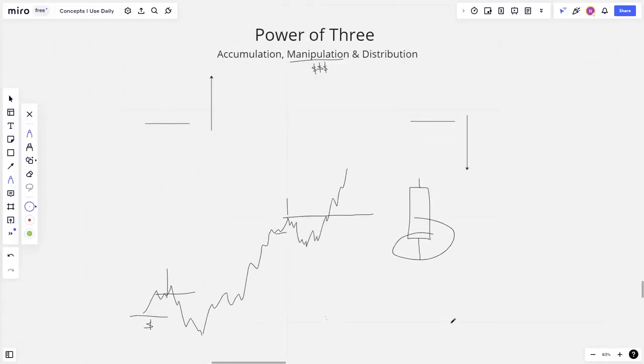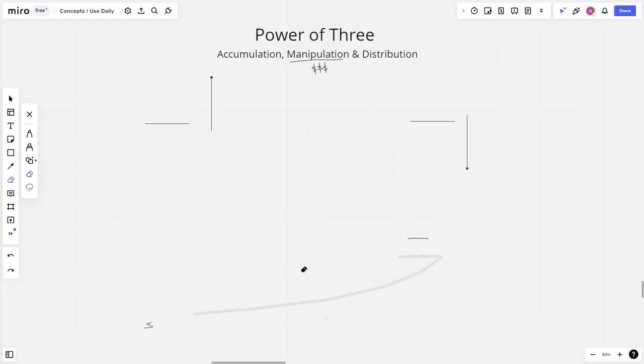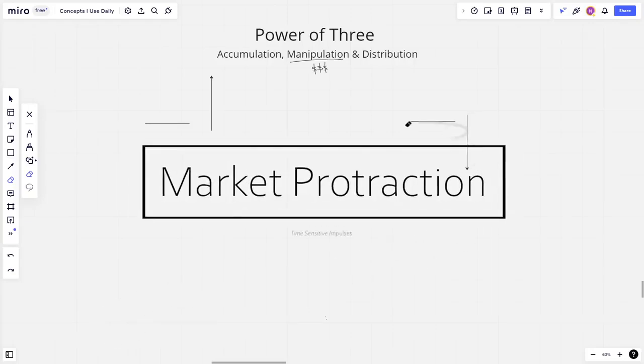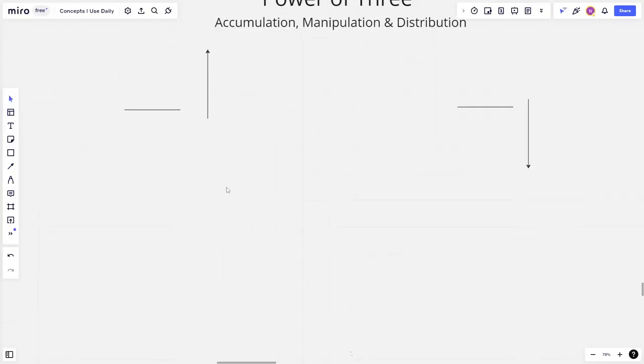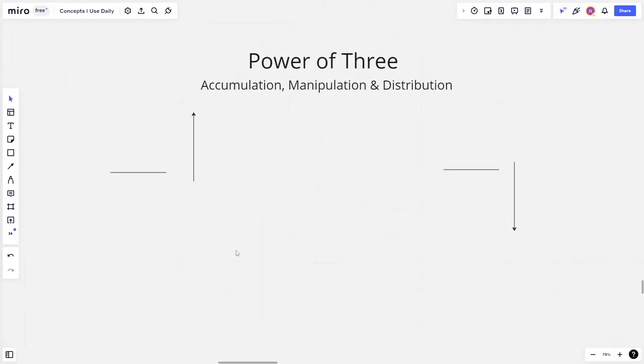And again, we're expecting this to happen for the week to be created, and ideally we join in here to take advantage of this entire thing, right? Doesn't necessarily mean that we need to trade just there, but yeah. Now, on the other hand, market protraction is a move, an impulse that happens at specific times. An impulse that happens at 7 a.m., at 2 a.m., at midnight New York, at 8:30 a.m., at 9:30 a.m., right? Moves that happen because they are time sensitive. And they kind of go along with the power of 3 because it's about manipulation.